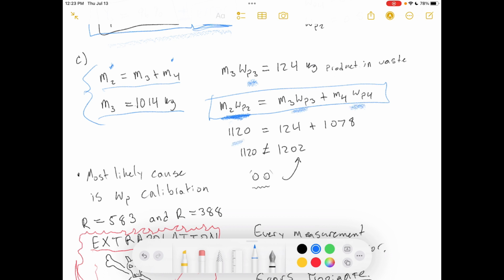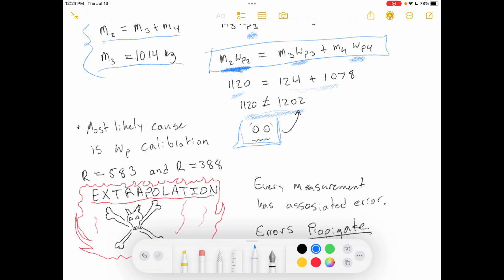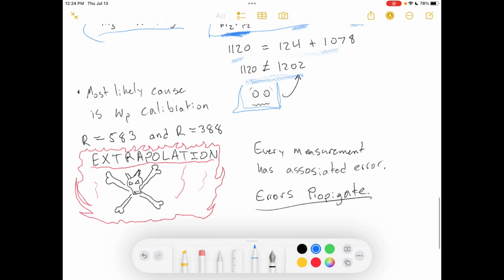Well, when you add those things up, you find out, uh-oh, this is my uh-oh face, they do not add up. That's not good, right? Why are we teaching you these things if it doesn't work? Panic starts to set in. All right, well, what is the most likely cause of something like this happening?